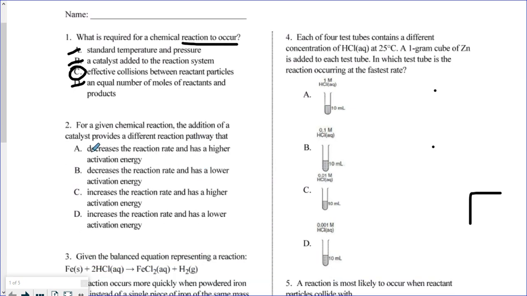All right, number two, for a given chemical reaction, the addition of a catalyst provides a different pathway that, well, it doesn't increase. Oh, it does increase the reaction rate, doesn't it? It increases the reaction rate. Oh, where's this guy here? Do I have my eraser?